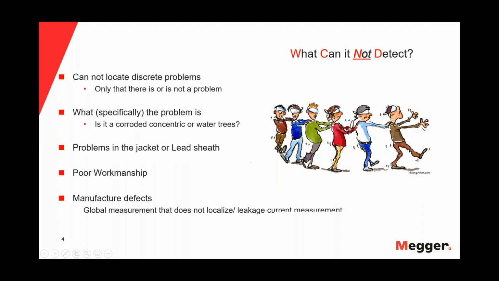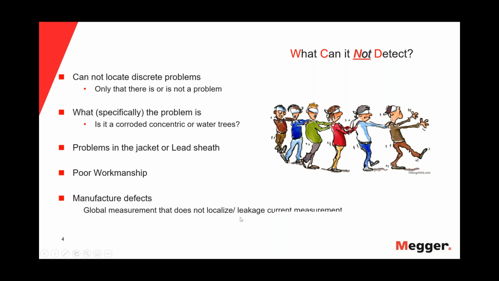What it cannot detect is discrete problems; it cannot locate them, only tell that there is or is not a problem. As stated before by my colleague, this is a global assessment. What specifically the problem is, it cannot detect either. Is it a corroded concentric, a water tree, maybe a dirty termination? Problems in the jacket or the lead sheath, poor workmanship, manufacturer defects: it is a global measurement that does not localize.